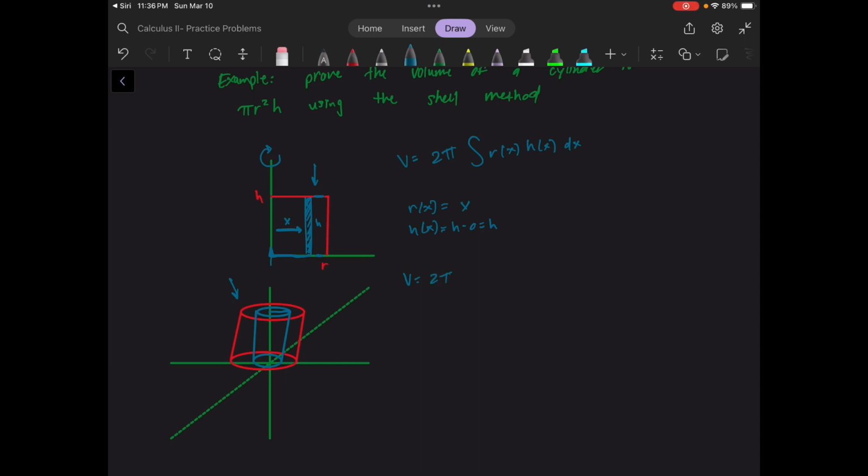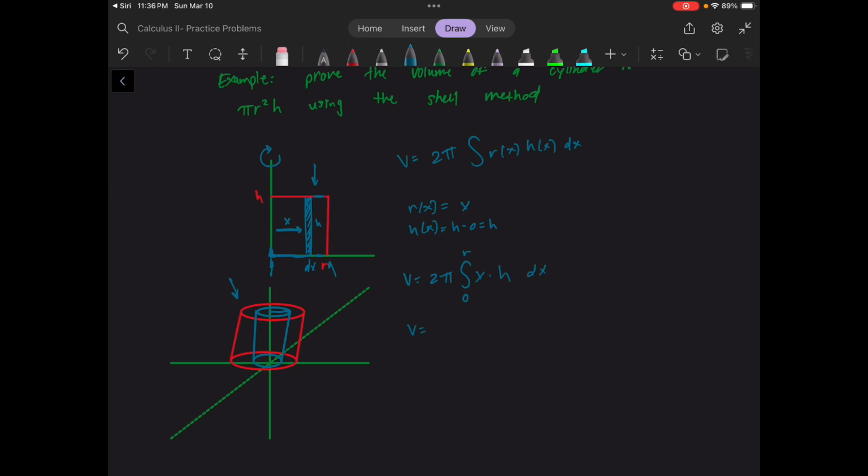So the volume of this cylinder is 2 pi integral. Those slices are dx values, right? So we better have x values as our bounds. They're moving all the way inside from 0 to that radius r. They're moving from here to here. And we have our r of x function and our h of x function and our dx.